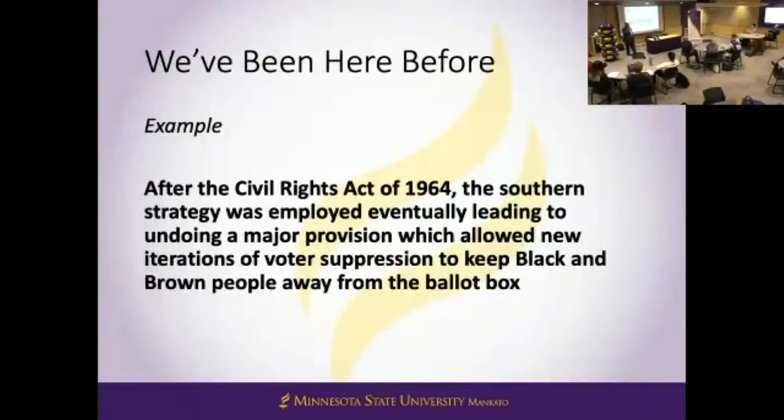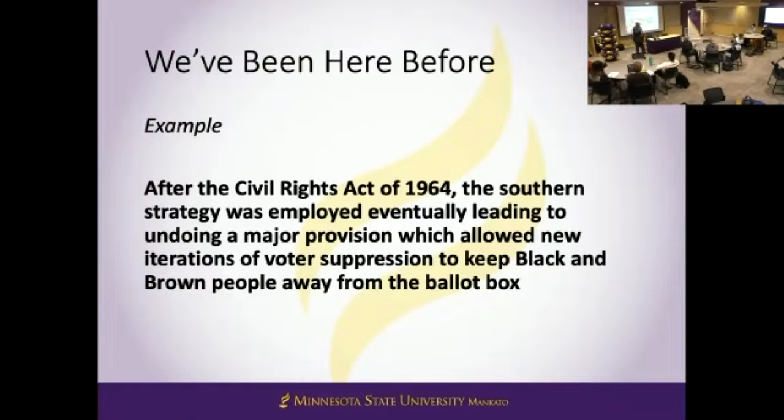We had other advancements. Some people call this period during that civil rights era, especially culminating in 64, 65, the second Reconstruction. There's some scholars who say that was like the second Reconstruction. Because after the Voting Rights Act, they also had the Fair Housing Act. I mean, there were some things that were happening. But then this thing that happened that I find really, really intriguing is what they call the Southern Strategy. Southern Strategy was employed, eventually leading to a major provision that allowed new iterations of voter suppression to keep black and brown people away from the ballot box.